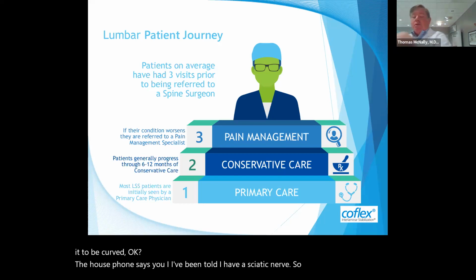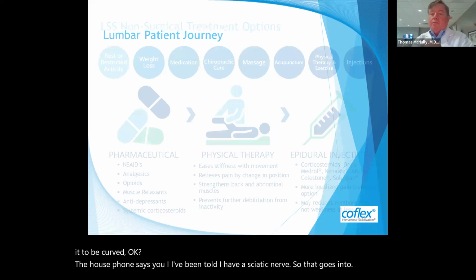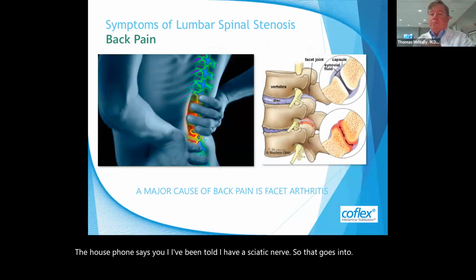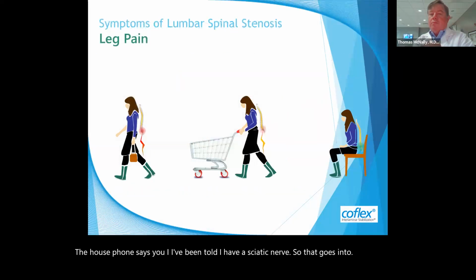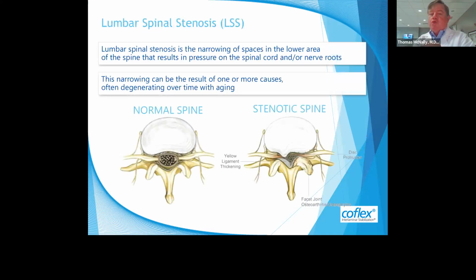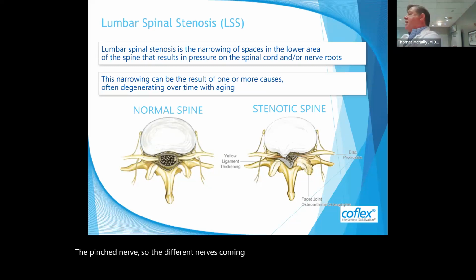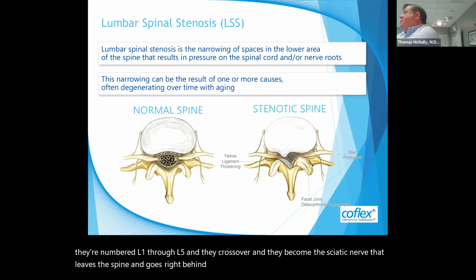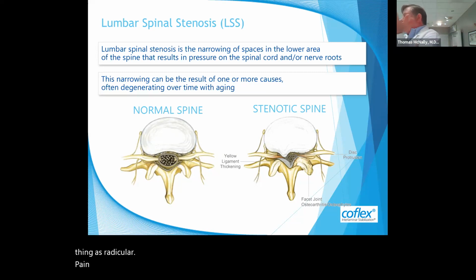I've been told I have a sciatic nerve problem. So that goes into the pinch nerve. The different nerves coming out of the lumbar spine are numbered L1 through L5, and they cross over and become the sciatic nerve that leaves the spine and goes right behind the hip. So when people say sciatica, that's the same thing as radicular pain or pinch nerve pain.